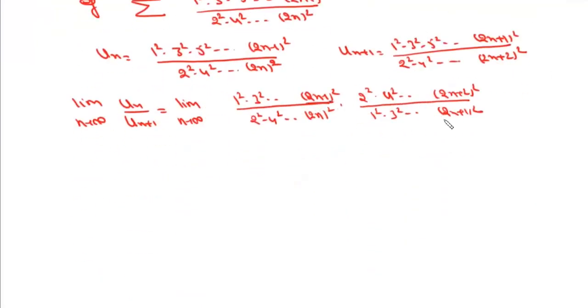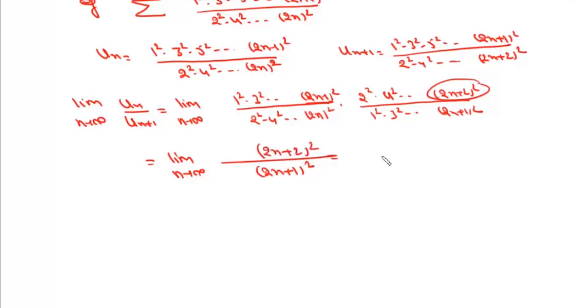So here (2n minus 1) whole square will cancel. In the denominator we'll have (2n plus 1) whole square and in the numerator it will be (2n plus 2) square. So it will be this (2n plus 2) square, which is the limit as n tends to infinity of (4n square plus 8n plus 4) upon (4n square plus 4n plus 1). Now here the highest power is 2, so this value is 1. That means this ratio test fails.